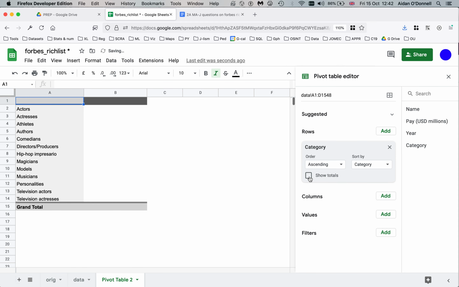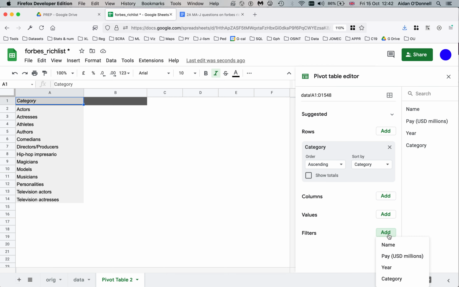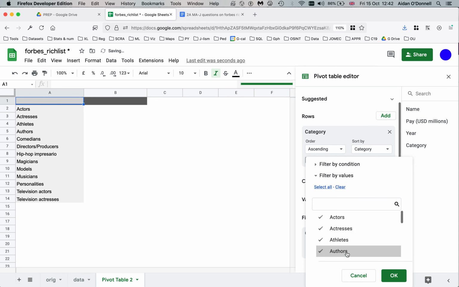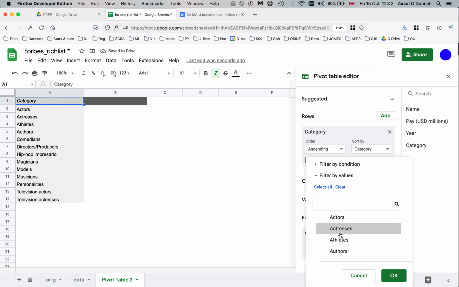What do we want to see in our categories? It's over the entire period, so we don't have to filter for years or anything. Who makes more? We can filter for actress and comedian. It's not essential, but let's just see actresses and comedians.